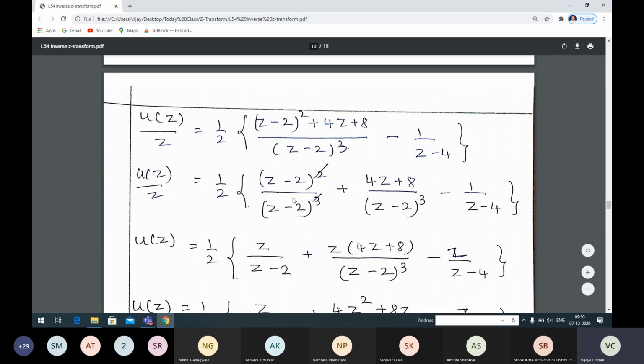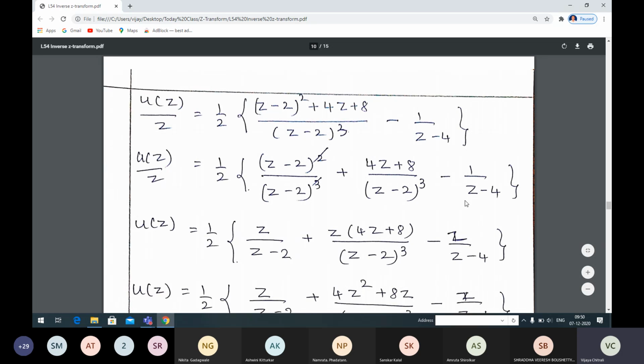So this divided by this, and this plus sign is as it is: (4z + 8)/(z − 2)^3. Right? Once again I explain. This divided by this, (z − 2)^2 divided by (z − 2)^3, and this plus is as it is, (4z + 8) divided by this, (z − 2)^3. No problem for this, 1 divided by (z − 4).